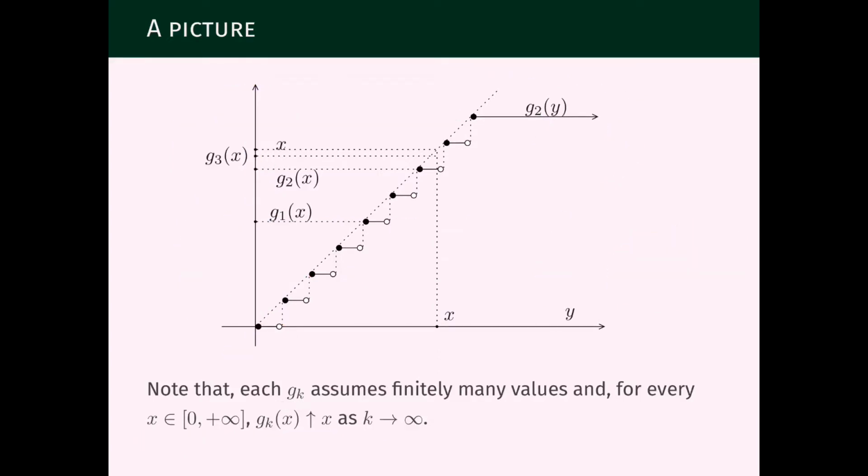And in case it is not entirely clear, g_2 of x takes values here and here and here and here, but between these two it doesn't take any value. And since my variable, my point here, x, is between these two, it will take the lowest of the two. That's why it is increasing and approximating from below.